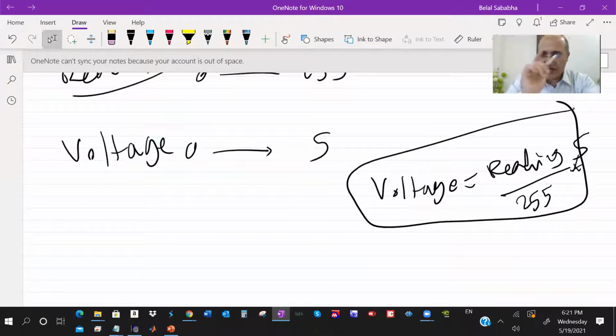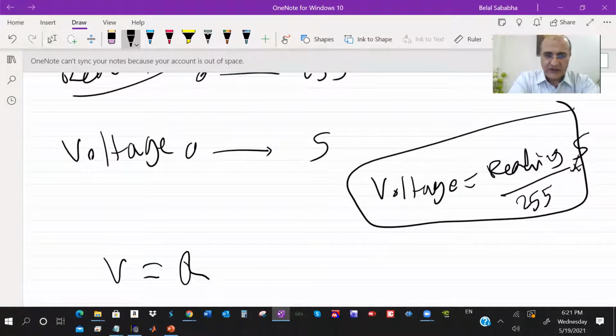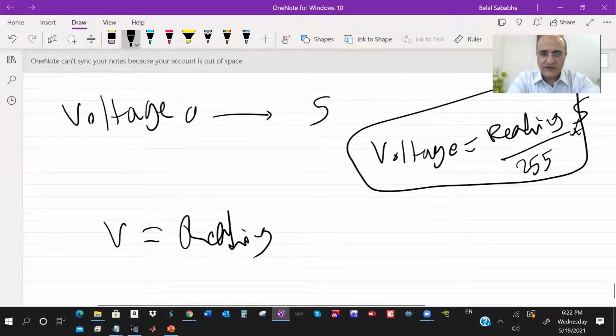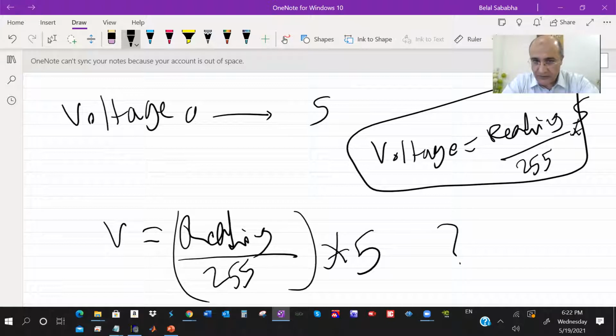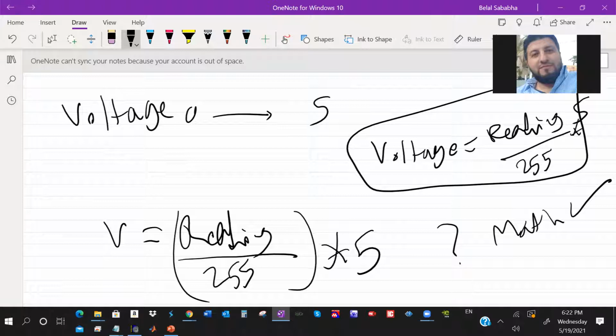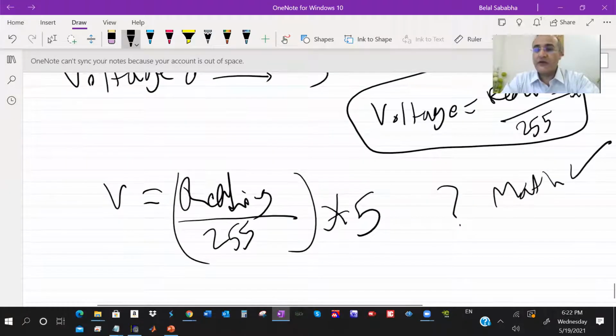Okay. Guys, focus with me. If I do voltage equals my reading divided by 255 times 5, is this correct? Yes, right? But maybe the output will be decimal or... Yes, thank you. Points. Thank you, Talal.